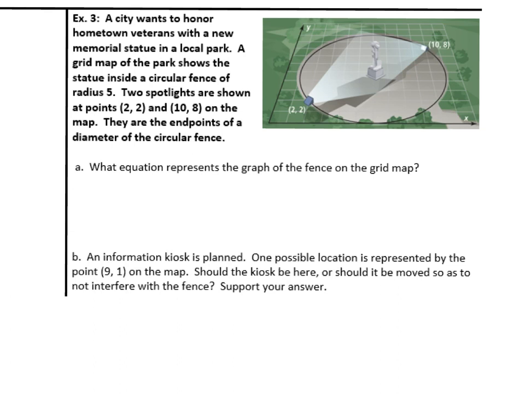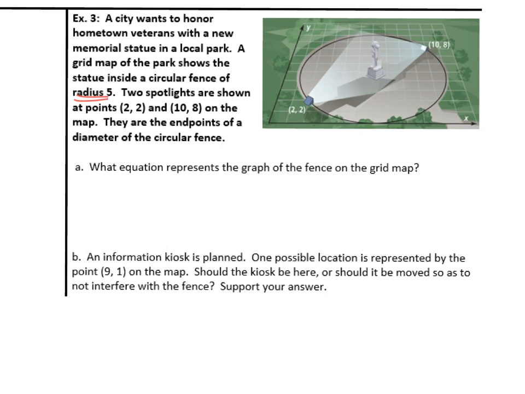Let's try some application. A city wants to honor hometown veterans with a new memorial statue in a local park. A grid map of the park shows the statue inside a circular fence of radius 5. Let's go ahead and underline radius 5. That looks like it's going to be some good information.